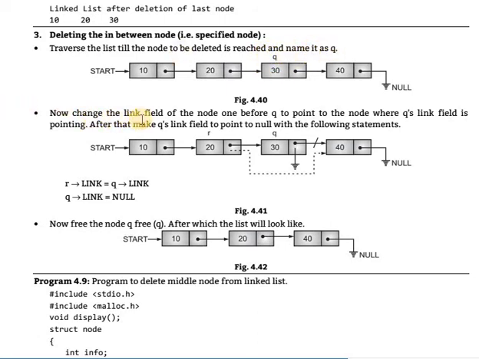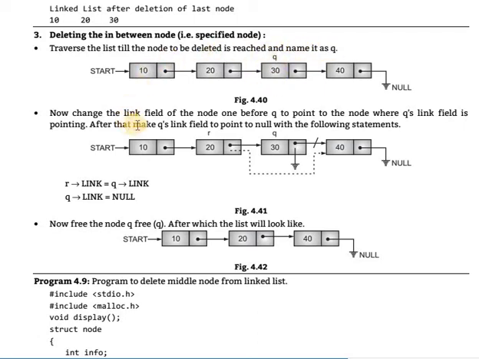Now change the link field of the node just before queue to point to the node where queue's link field is pointing. After that, make queue's link field point to null with the following statement. Consider which element will be removed. For example, we delete the node 30. The node we find is considered as the queue pointer.